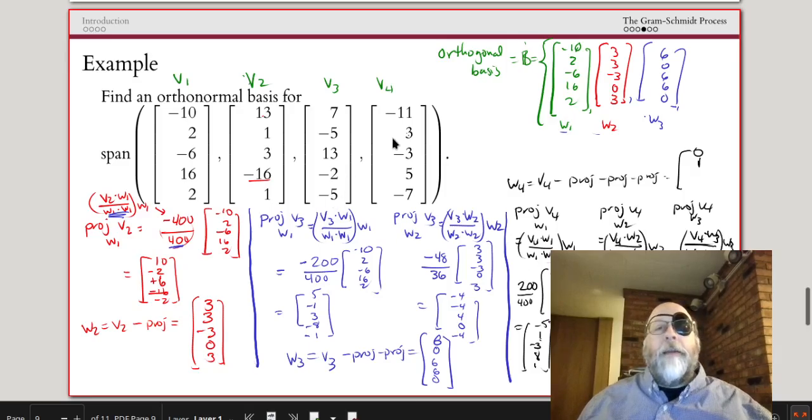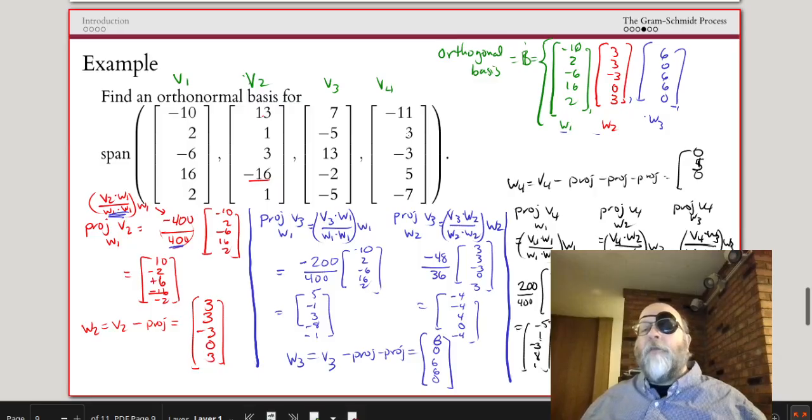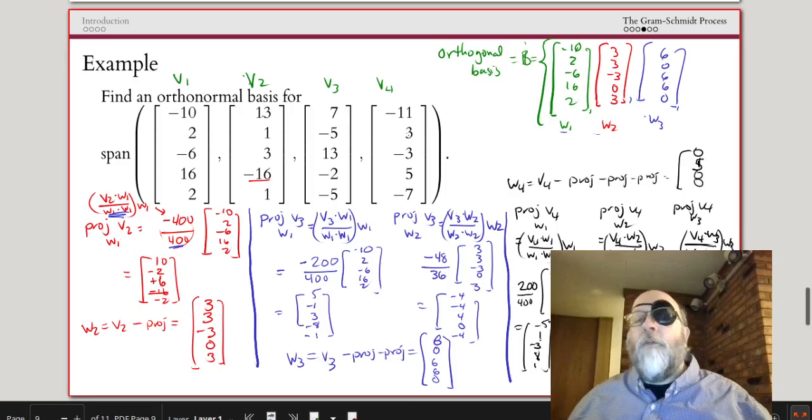Let me check that again. 3 minus 1 is 2. 2 minus negative 3 is 5. 5 minus 0, that's a 5. All right. Negative 3 minus negative 3 is 0. 0 minus 3 is negative 3. Negative 3 minus negative 3 is 0 again. 5 minus 8 is negative 3. Negative 3 minus 0 is negative 3. Negative 3 minus negative 3 is 0.